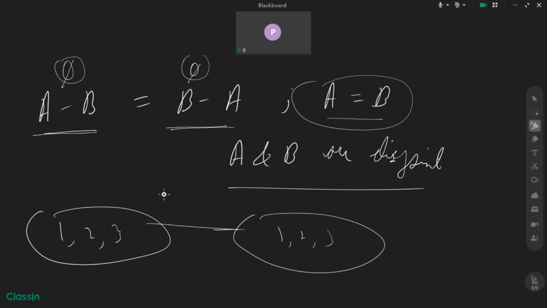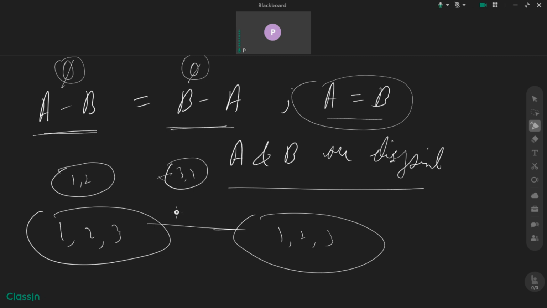Now, if they are disjoint, they have no element common. Let us say A has, for example, 1, 2. B has 3, 4. If I take A minus B and B minus A, A minus B will be complete A back, and B minus A will be B back. It means that they have nothing common, so they will be disjoint.